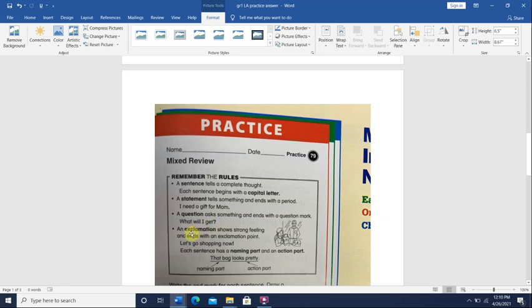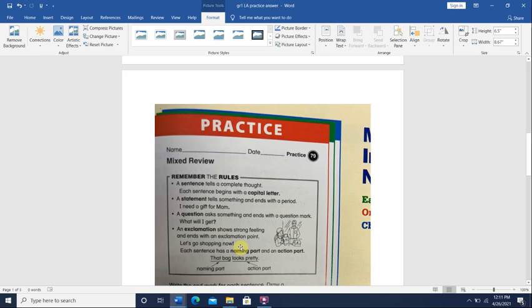What about an exclamation? It is a sentence that shows strong feeling. Okay, excitement, anger. Here also you begin with a capital letter and end it with an exclamation mark. It's like here, let's go shopping. Okay, so here it begins with a capital letter and ends here with an exclamation.